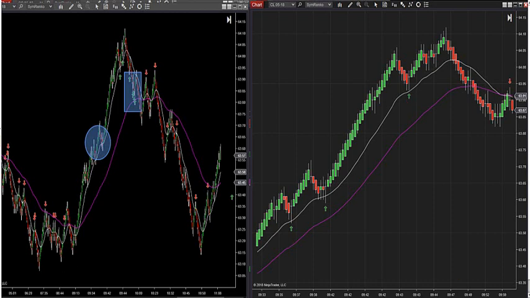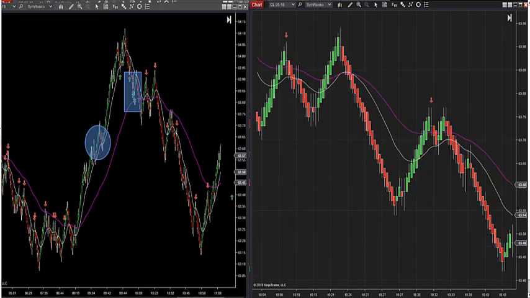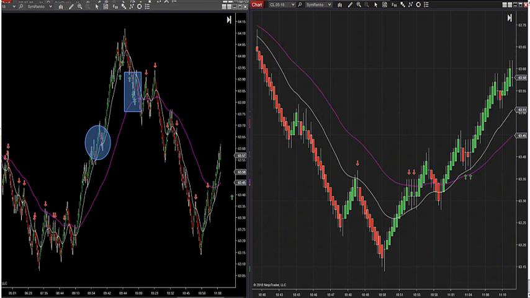So 1, 2, positive here. I want to see negative market delta here. That's all you really have to do with these arrows to qualify these. They're so accurate. So here's what happened on this one. Check this out. These arrows did not have a negative market delta. They were positive market delta, okay?